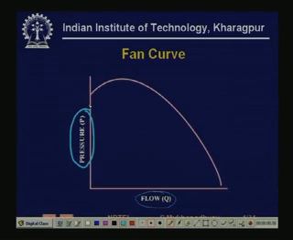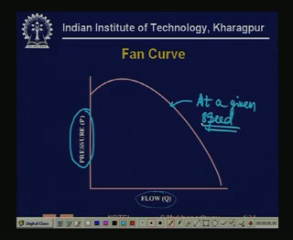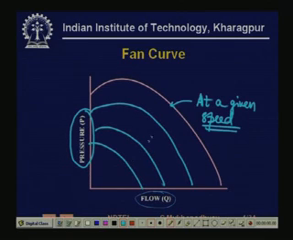And we must remember that this curve is drawn at a given speed of rotation. So, if the speed of rotation is changed, then this characteristic will shift up and down. Actually, you will get a family of characteristics with decreasing speed, right. So, this is the characteristic of the fan as such.